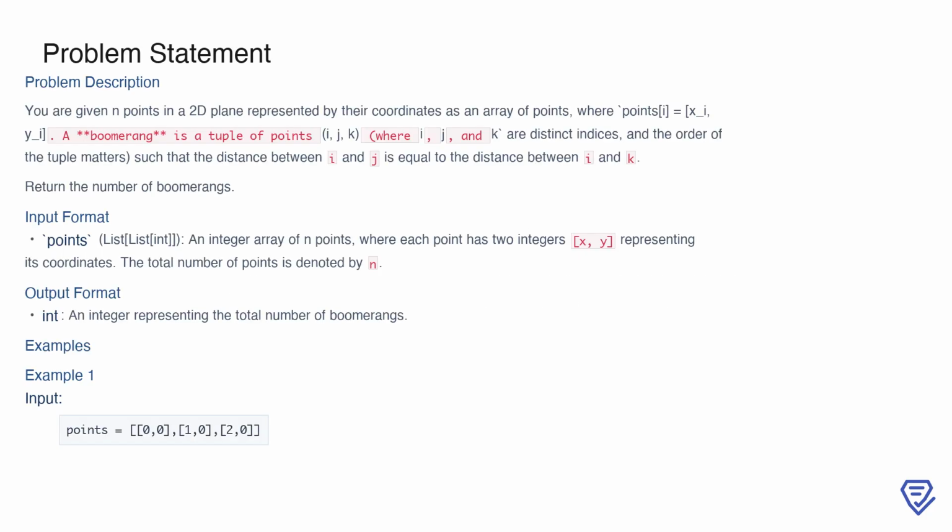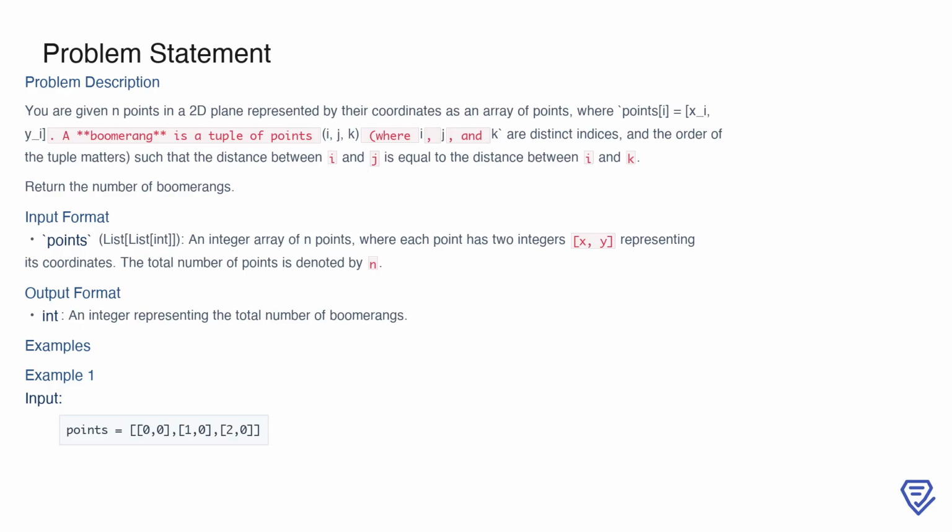In this problem, you are given a list of points in a 2D plane, where each point is represented by its x and y coordinates. A boomerang is defined as a tuple of three distinct points, labeled i, j, and k, such that the distance between point i and point j is equal to the distance between point i and point k. Importantly, the order of the tuple matters, meaning if you rearrange the points, it will count as a different boomerang. Your task is to calculate and return the total number of boomerangs that can be formed from the given points.